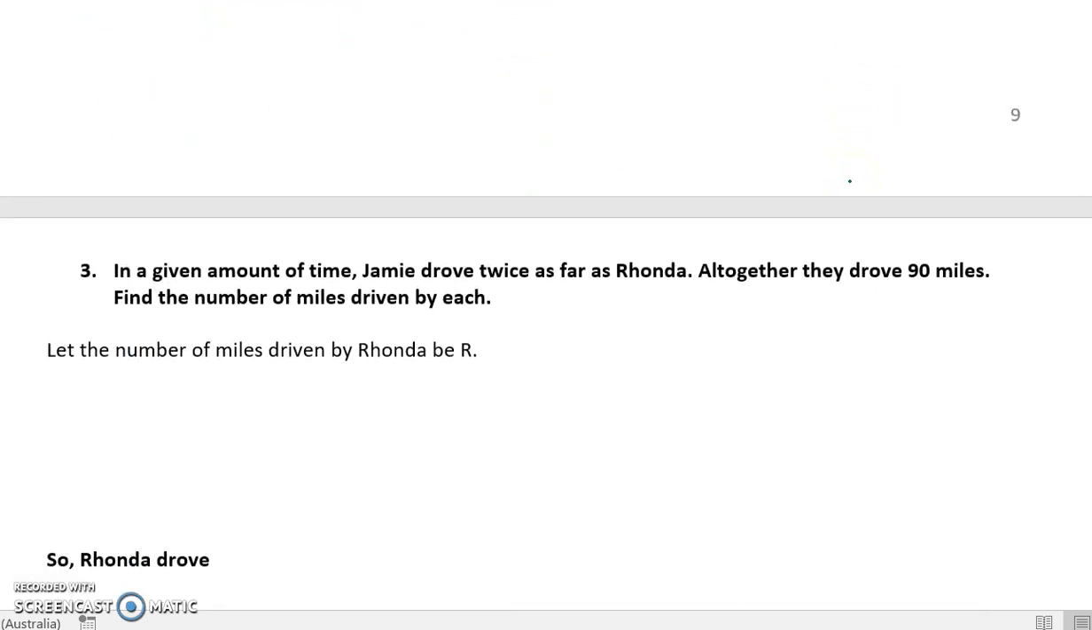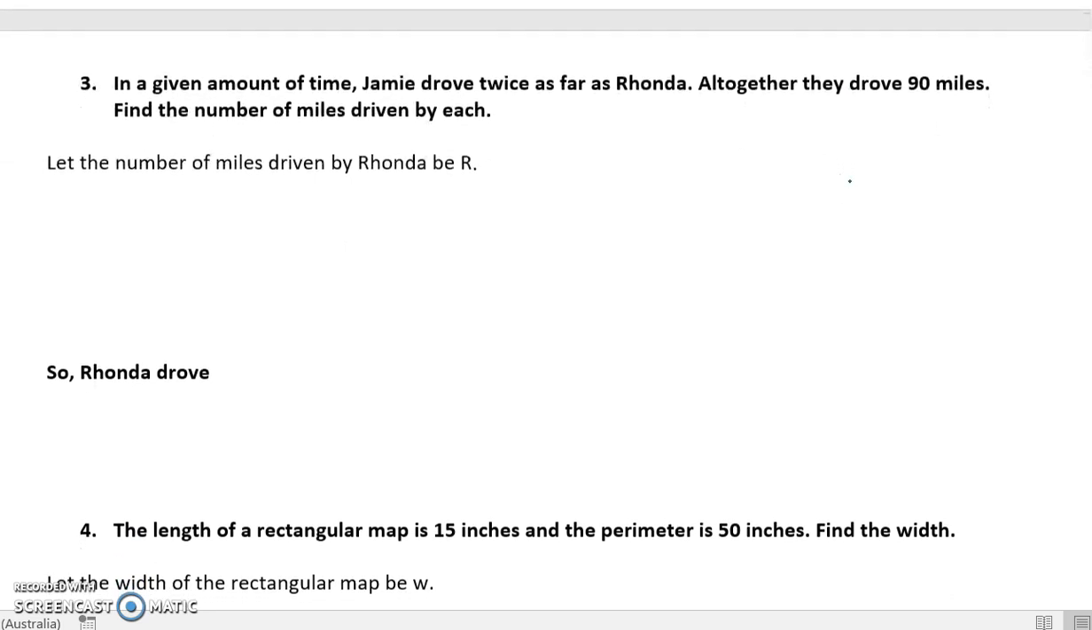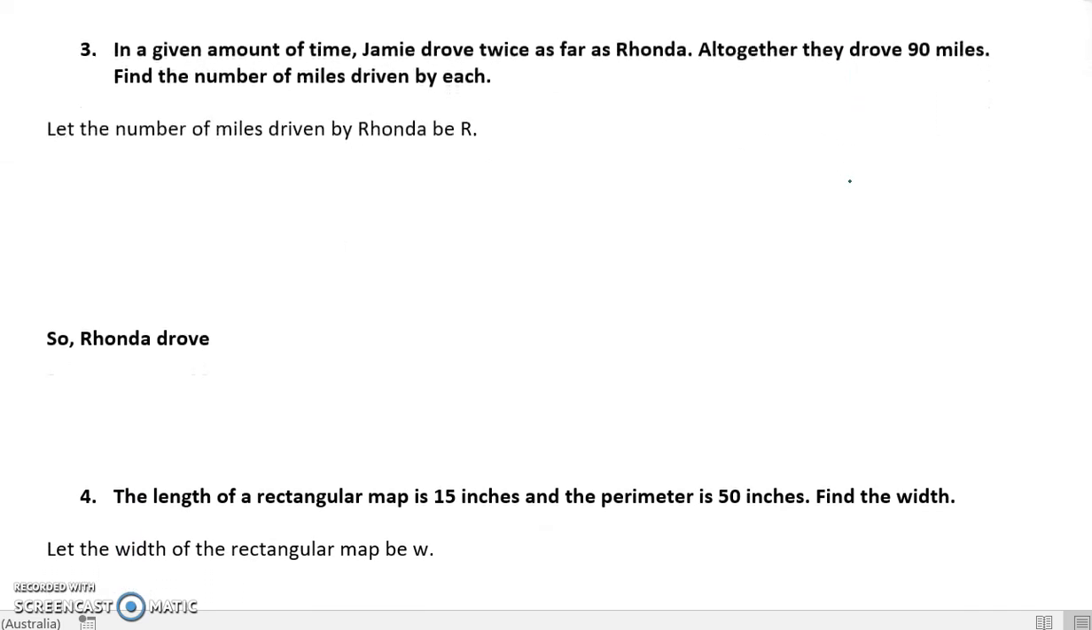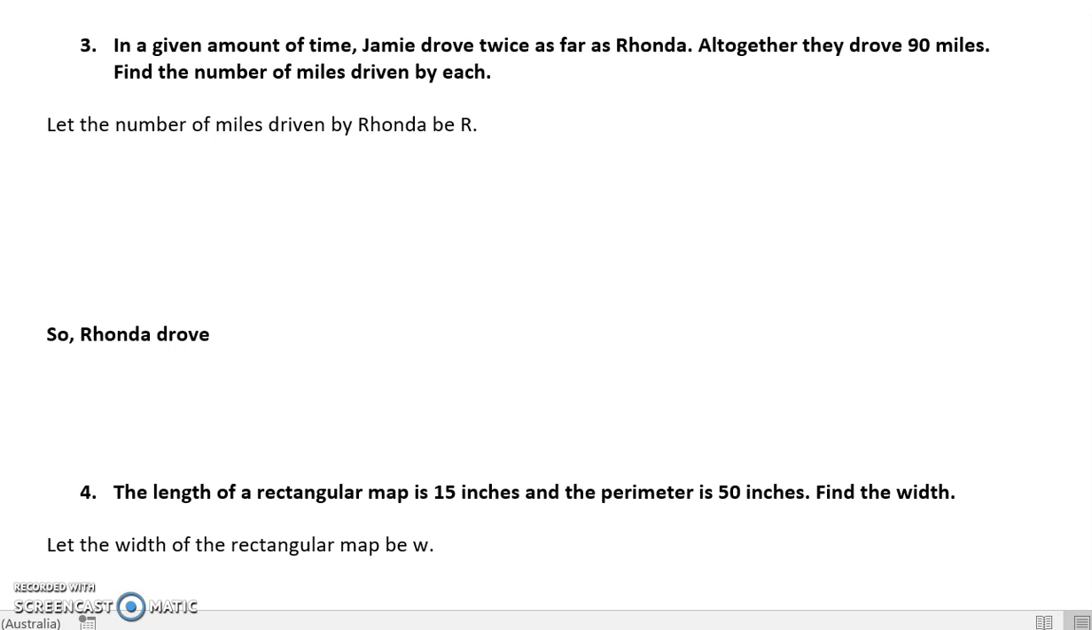Okay. All right, then we get into some more problems where you have to think about things a little bit more than those simpler ones. So let's have a look at this. It says, in a given amount of time, Jamie drove twice as far as Rhonda. It then says, altogether, they drove 90 miles. Okay. And the question wants me to find the number of miles driven by each.